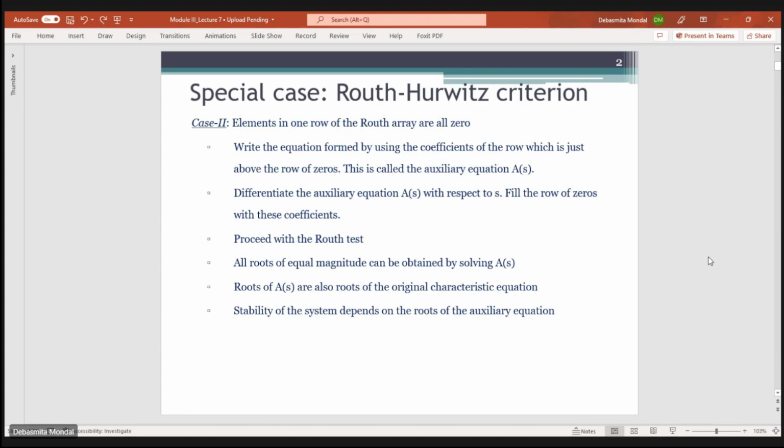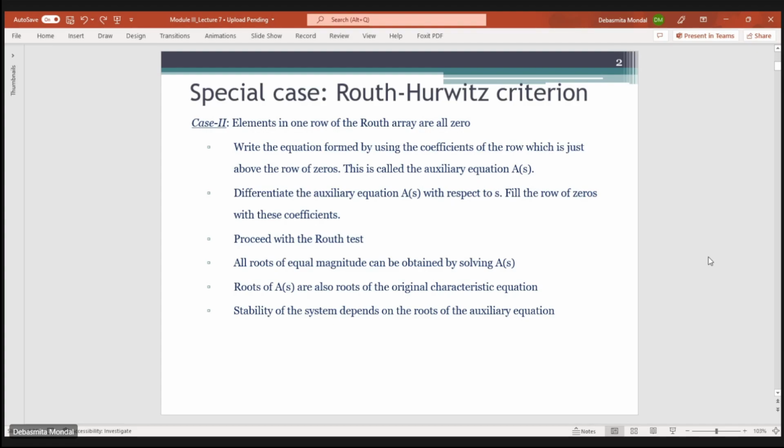Once you are done with the Routh test, if you solve the auxiliary equation, all the roots of equal magnitude will be obtained. And if you remember, this kind of situation, where all the elements of a single row become equal to 0, indicates that there are symmetrically located poles, or symmetrically located roots, in the S-plane.